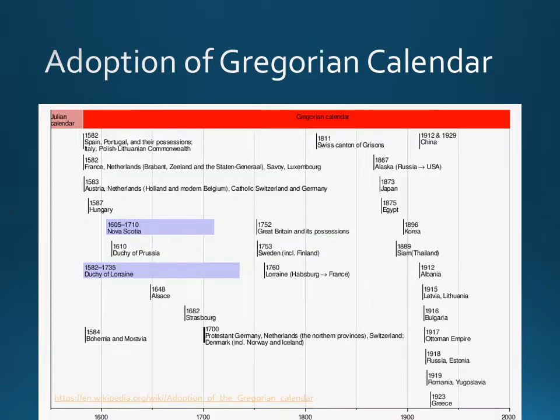The chart lists the adoption of the Gregorian calendars for various countries. Greece didn't adopt the Gregorian calendar until 1923.